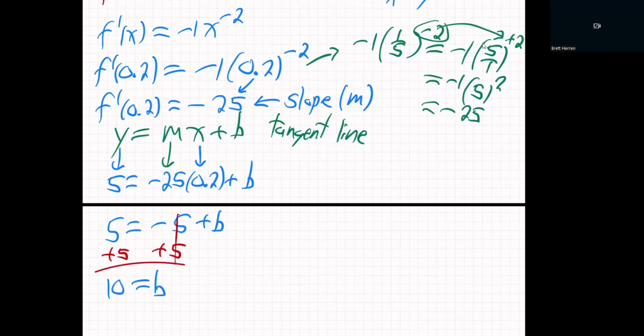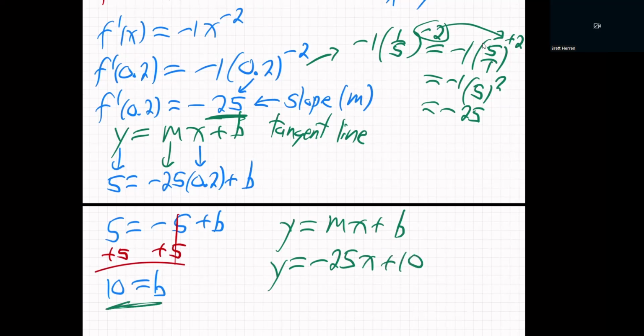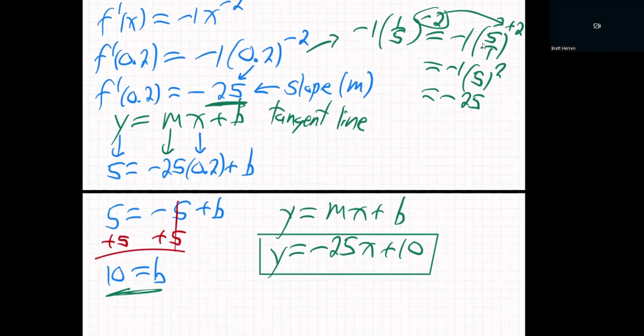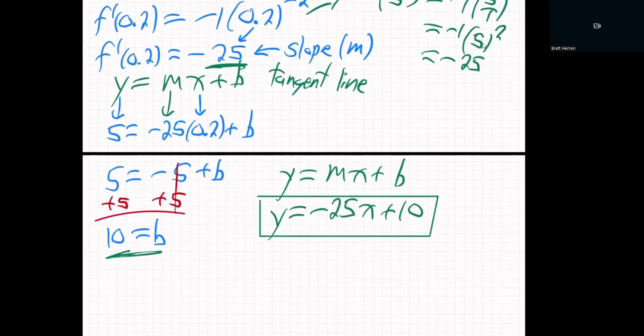So the equation of the tangent line is y equals mx plus b. We already knew m was minus 25. And b is 10. So that's an important part of this process. We got the equation of the tangent line. That is the tangent line.